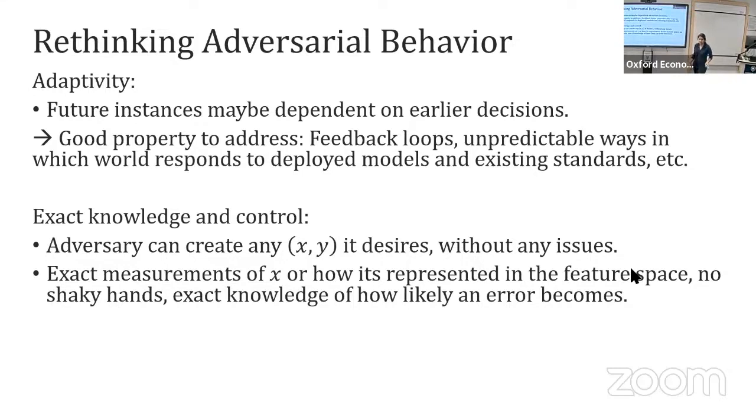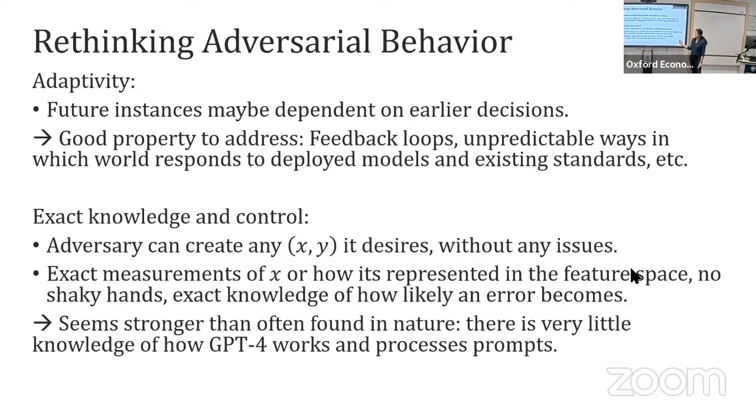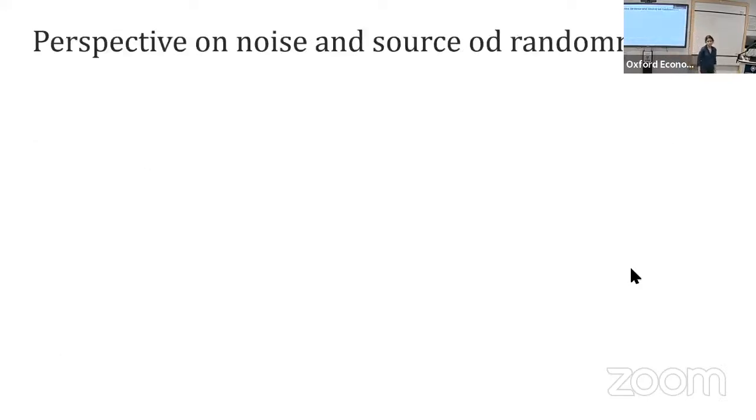It knows how it's represented in the internal ML model in some sense, so it can make exact representations. It needs to have no shaky hand. It needs to know a lot of stuff. And this seems stronger to me than needed in many applications. Certainly for GPT-4, we know very little about how its internal representation is working anyway. So it's very unlikely to have this strong amount of knowledge.